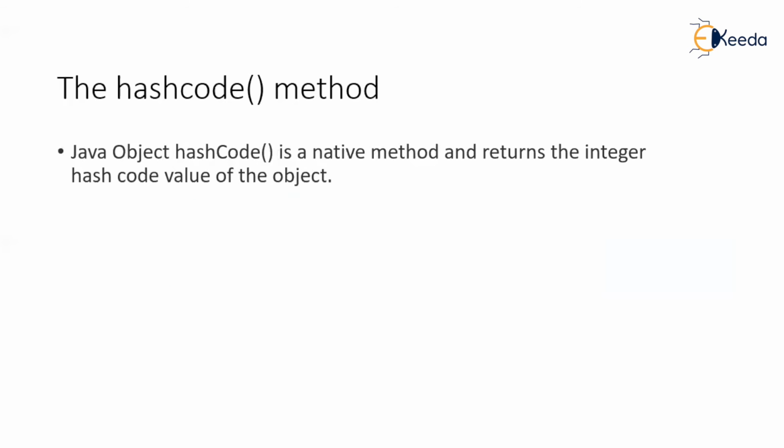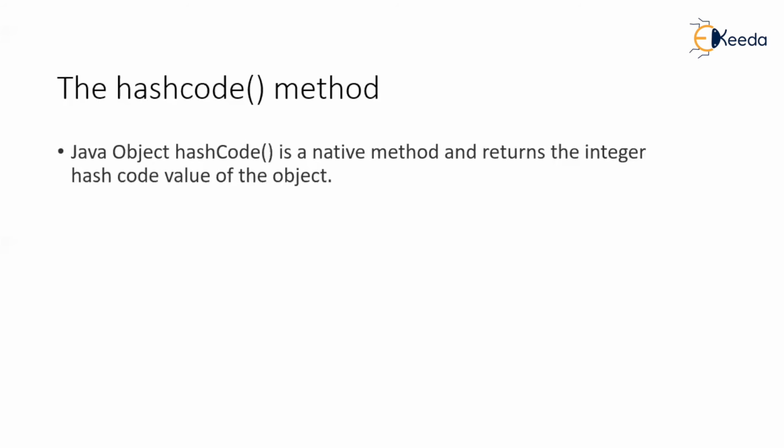Then what is the hashcode method? The hashcode method is a native method and returns the integer hashcode value of the object. So basically, it is going to give you the hash code of that particular object where it is stored.